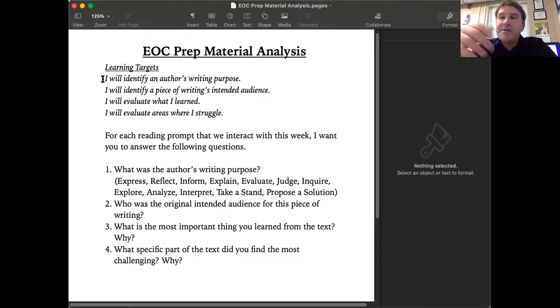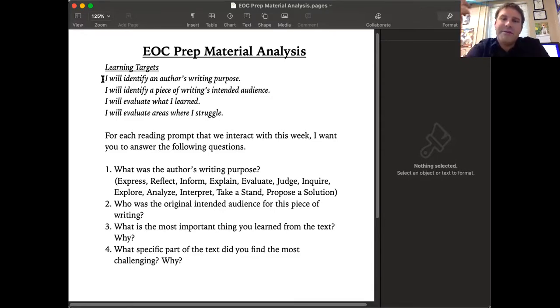Number 1, what is the writer's purpose? If you remember back at the beginning of the year, I was teaching out of this book, Write Like This by Kelly Gallagher. He outlines 6 writing purposes, and I've broken those up from 6 to 12. So you have 12 writing purposes to identify: express, reflect, inform, explain, evaluate, judge, inquire, explore, analyze, interpret, take a stand, or propose a solution. All you have to do is say, this piece did this.